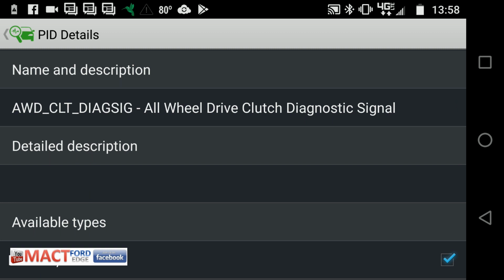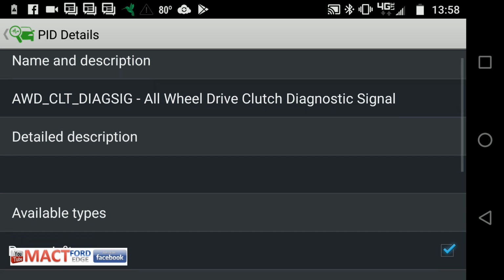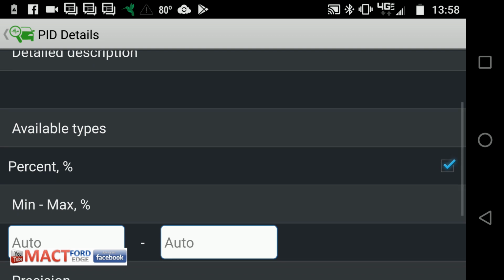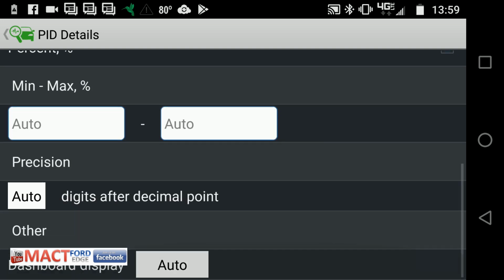Here we have the all-wheel drive CLT diag sig, all-wheel drive clutch diagnostic signal. That's right, all-wheel drive clutch diagnostic signal. A tongue twister there. But we have a percentage value as far as it's running. It's going to have a minimum and maximum that you can see. And I could see where this would be beneficial for the all-wheel drive folks, because this is definitely some good information if you feel you're having problems with your all-wheel drive.